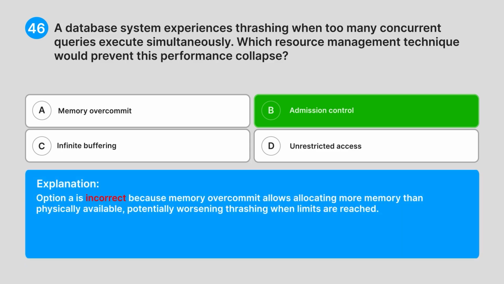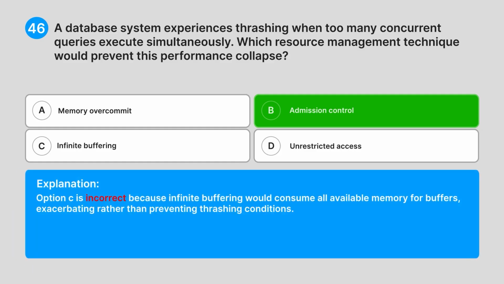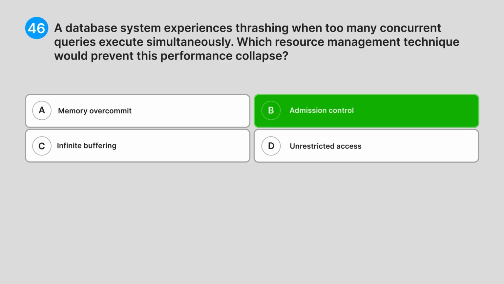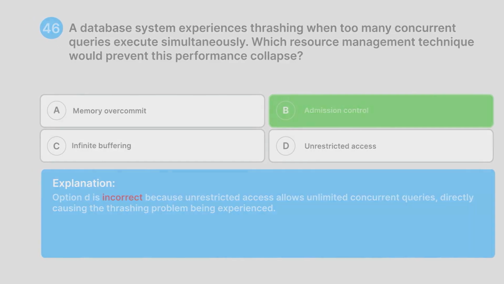Option A is incorrect because memory overcommit allows allocating more memory than physically available, potentially worsening thrashing when limits are reached. Option C is incorrect because infinite buffering would consume all available memory for buffers, exacerbating rather than preventing thrashing conditions. Option D is incorrect because unrestricted access allows unlimited concurrent queries, directly causing the thrashing problem being experienced.